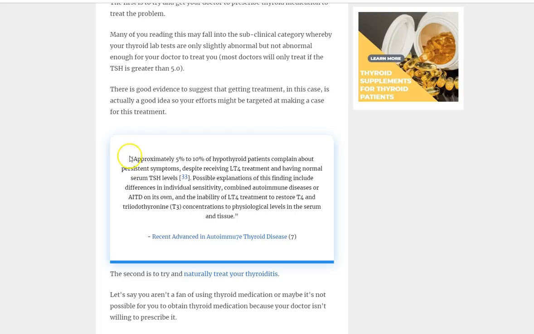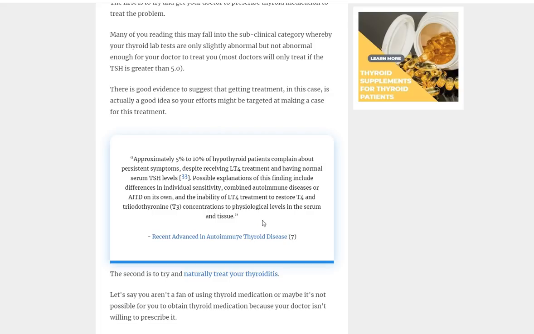So I have this direct quote from this article that you can link here. I say a lot of stuff in my articles, and I have links to all of the claims that I make, but sometimes it's helpful if you see exactly what is being written in these clinical studies. So this says, quote, approximately 5 to 10% of hypothyroid patients, and this is specifically talking about Hashimoto's patients, remember. So approximately 5 to 10% of hypothyroid patients complain about persistent symptoms despite receiving LT4 treatment and having normal serum TSH levels. So this could be many of you, either you're on medication or you're not.